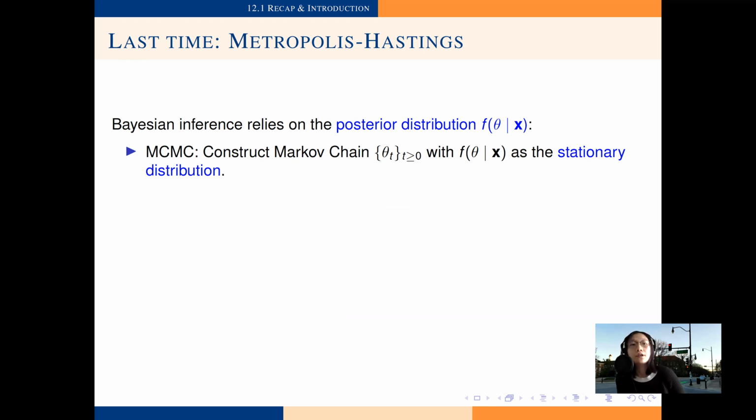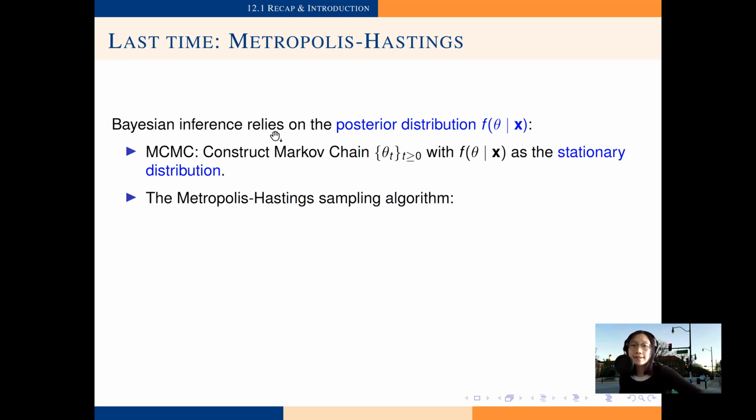To recap, Bayesian inference relies on the posterior distribution of the parameter theta given the observed data x. The idea behind MCMC is that we want to construct a Markov chain for thetas with the posterior distribution of theta given x as its stationary distribution.